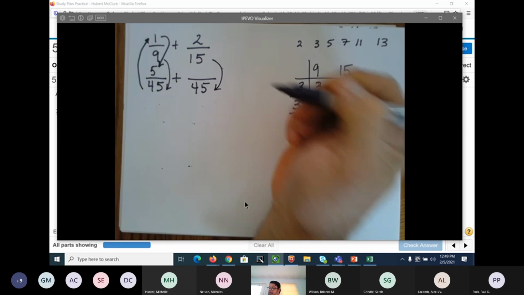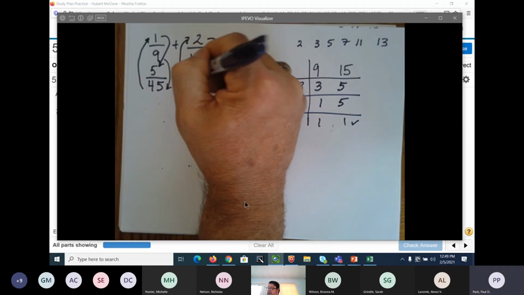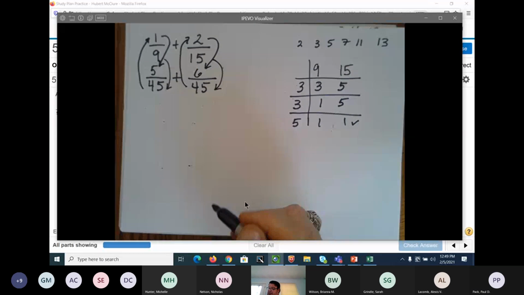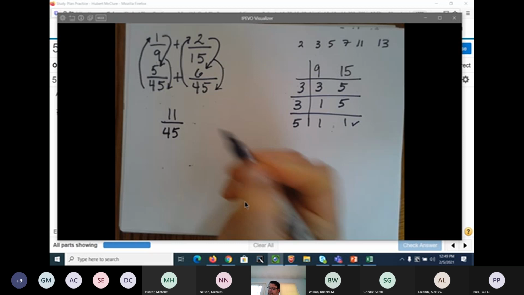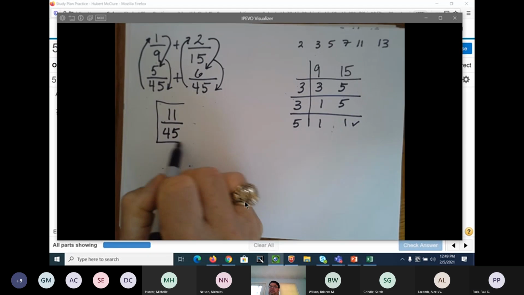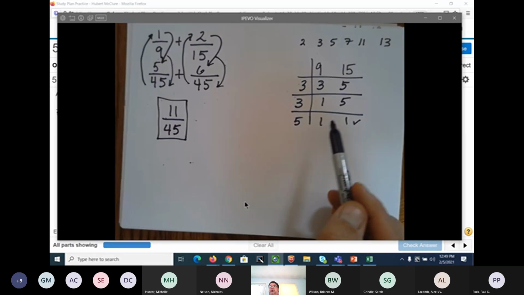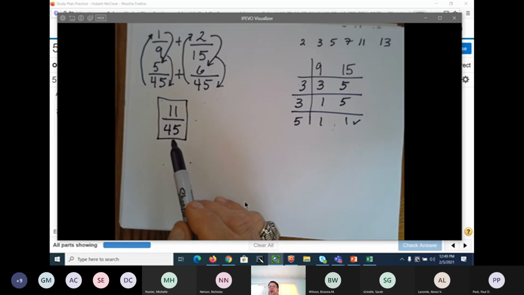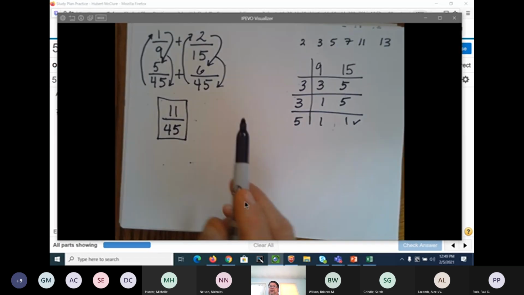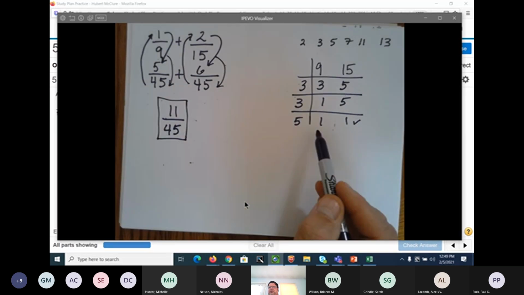15 will go into 45 3 times. 3 times 2 is what? 6. 5 plus 6 is 11 over 45. And you feel good about yourself. Sure. Somebody's out there going, this is not that difficult. No, it's not. If you know how to do the greatest common divisor, you know how to do adding and subtracting fractions. But people that have trouble with adding and subtracting fractions have never been taught how to find the greatest common divisor.